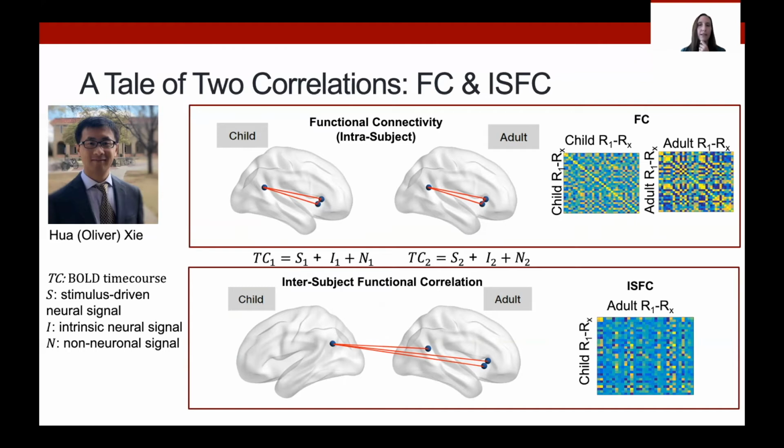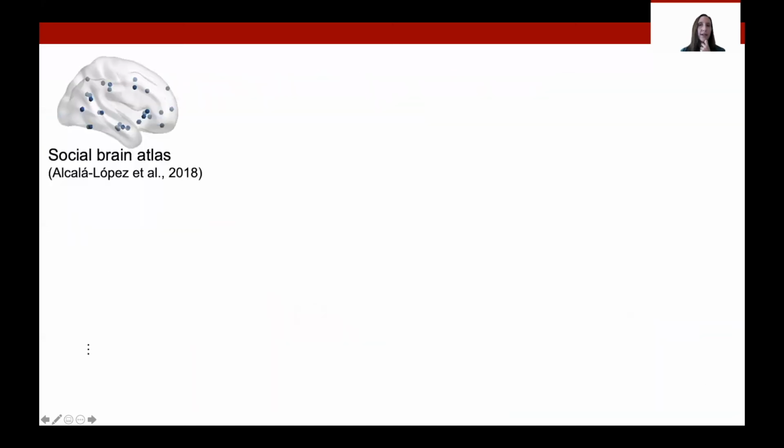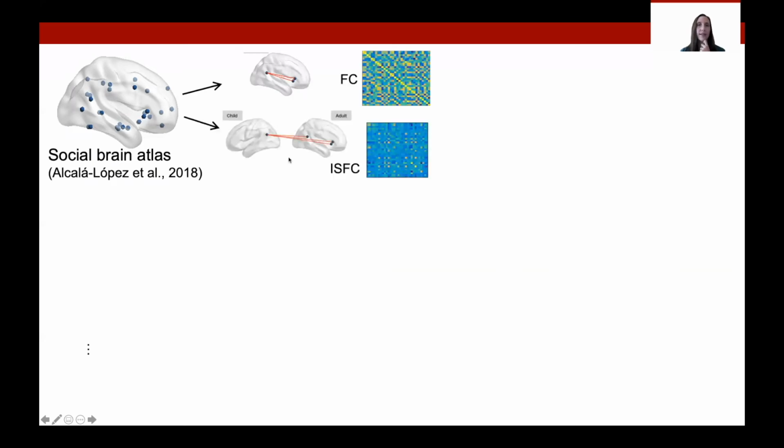And so ISFC, or intersubject functional correlation, allows for a network approach like functional connectivity by correlating each node of the child to all of the other nodes from the adult. So using these approaches, Oliver asked which provides better information to predict social abilities. And he used the Social Brain Atlas for regions of interest, and he extracted time courses for those and calculated the within-subject functional connectivity, as well as the intersubject functional correlations.